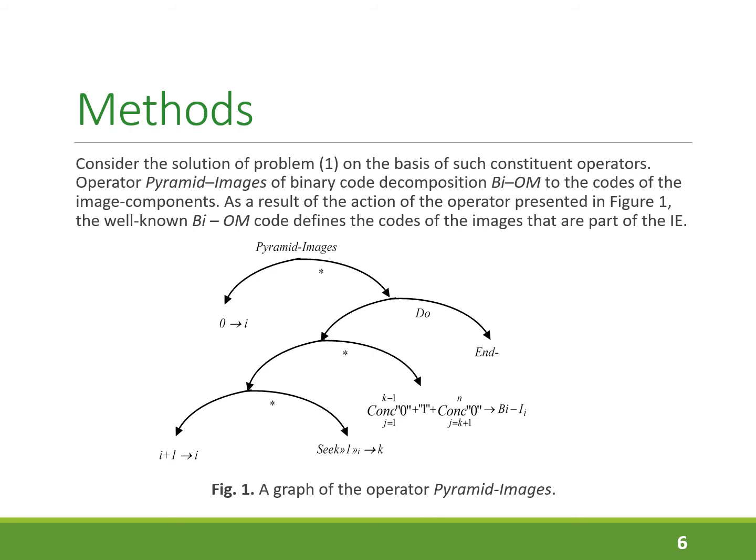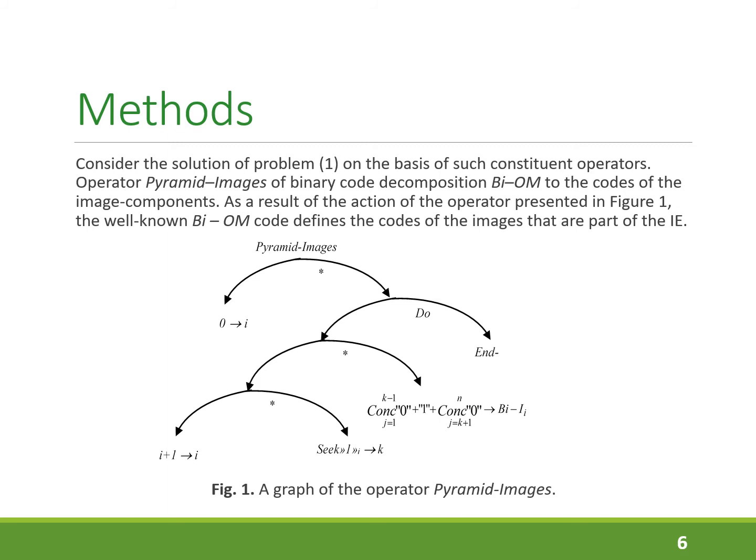In graph diagrams for all algebraic constructs, we include the following notations of structural programming operators. Do is a loop by parameter condition, and the star symbol is composition. Consider the solution of problem 1 on the basis of such constituent operators. Operator pyramid images of binary code decomposition by OM to the codes of the image components.